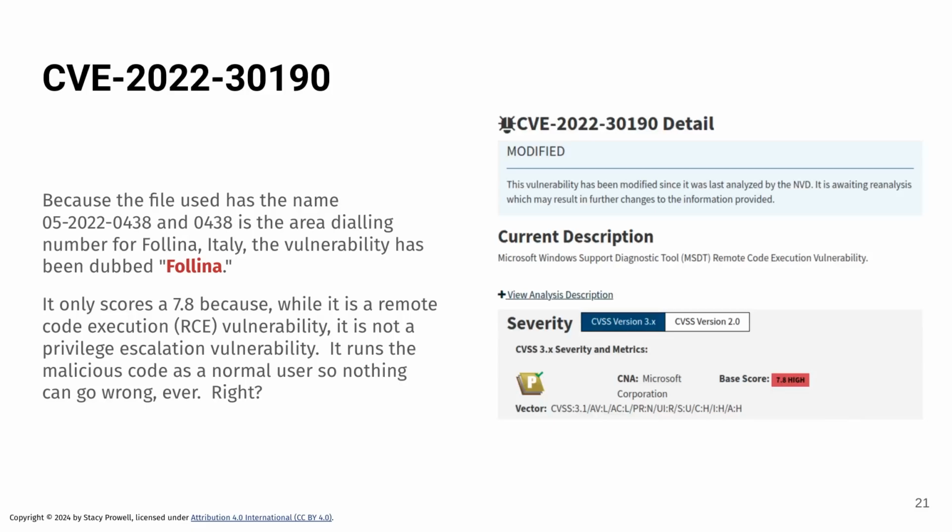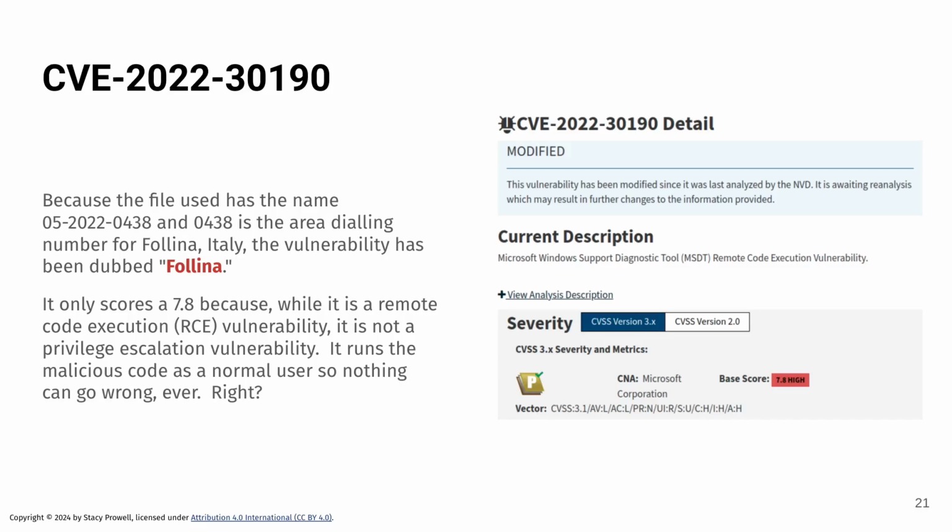So this vulnerability gets a 7.8, right? Again, not an Olympic level vulnerability, but not an easy, nice one either. This is fairly serious. This is remote code execution. It's not a privilege escalation vulnerability, right? It runs the malicious code as a normal user. And as a result, nothing could ever go wrong because normal users don't have all these privileges, right? Well, yeah, it's still a problem.